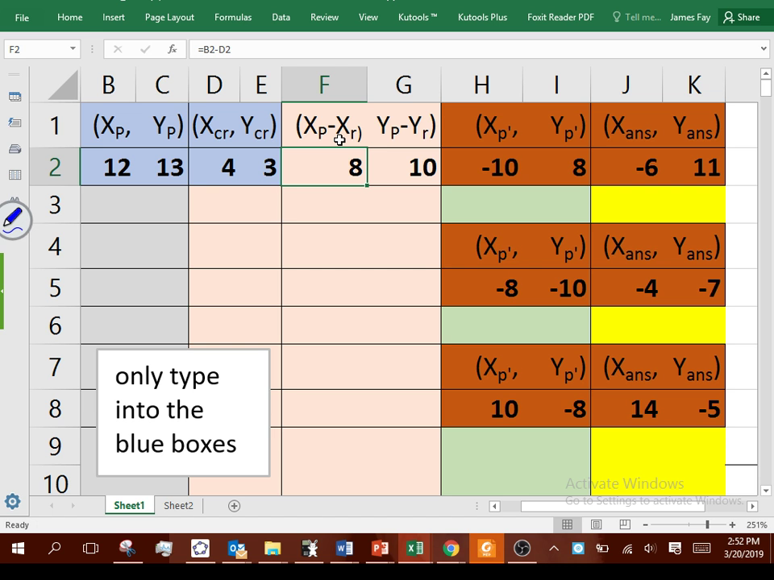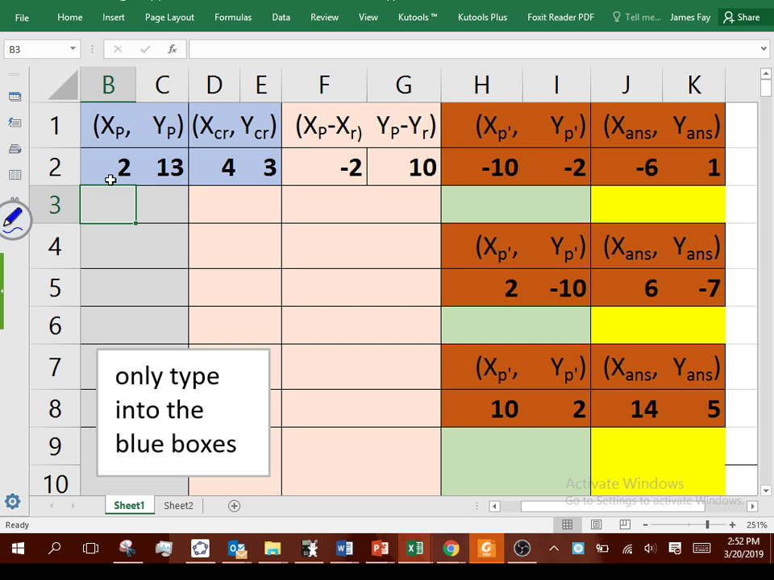If I were to click on this, it says it's actually taking cell B2 minus D2. So whatever I put into B2, and right now it's a 12, and whatever I put into D2, which is a 4, it's going to do that math. It's going to give me 8, right? If I change those numbers, you see how it changes that difference, right? 2 minus 4 is now negative 2, right?